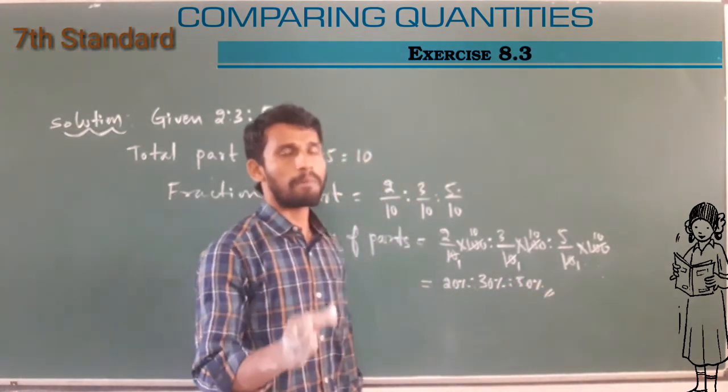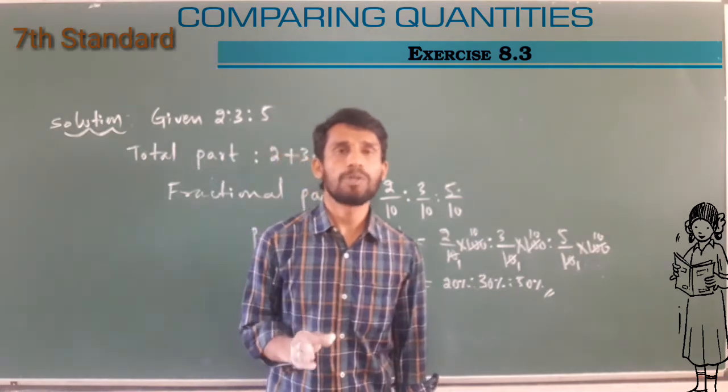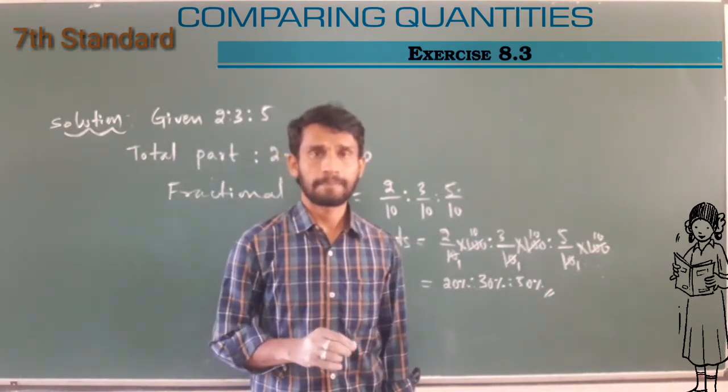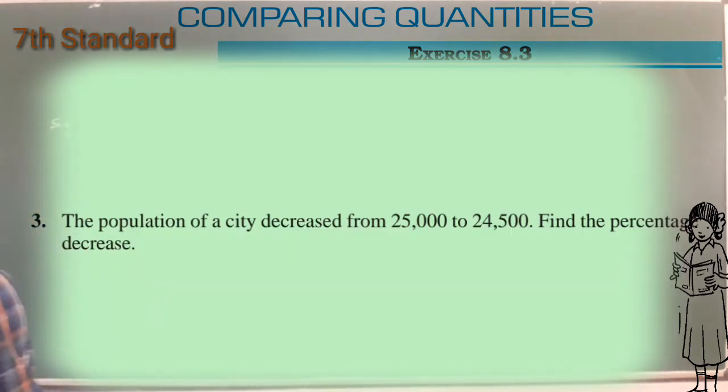Dear friend, the remaining problems you solve at home. Next I am going to take the third question in exercise 8.3. The population of a city decreased from 25,000 to 24,500. Find the percentage decrease. Okay, dear students, let us see the solution.